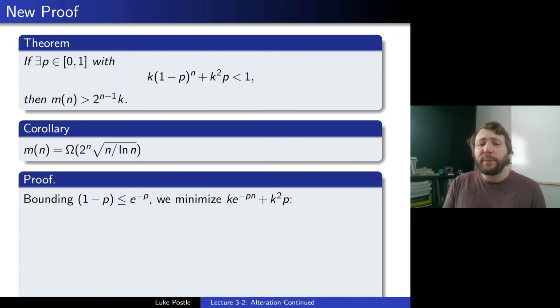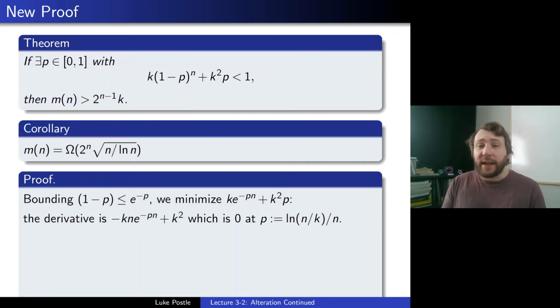We can do this by bounding 1 minus p in that inequality above by e to the minus p. So really we'd have k e to the minus pn plus k squared p, which we could minimize. That just uses calculus. We take the derivative, which would be minus k n e to the minus pn plus k squared, if we're taking the derivative with respect to p. And you'd set that equal to 0. Again, we have to check that that's the minimum, but indeed it is, which is 0 if you solve that when p is ln(n over k) divided by n.